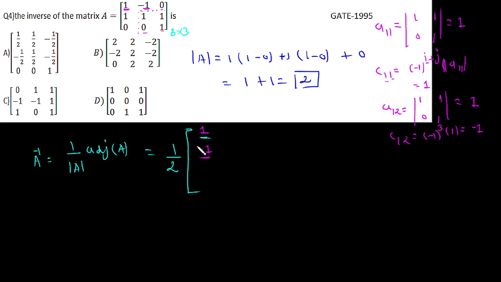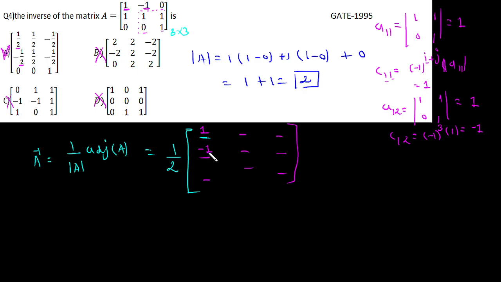Now in the same manner we can also find other entries of this adjoint. But now look at the options. If we multiply this 1 half with this matrix inside, what we are getting here is positive 1 half, and here we are getting minus 1 half. So look at the options. Only option A has the same entry here, 1 half, and here minus 1 half. Option B has not, option C also has not, option D has also not. So the only correct option is A.